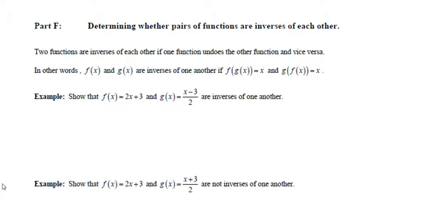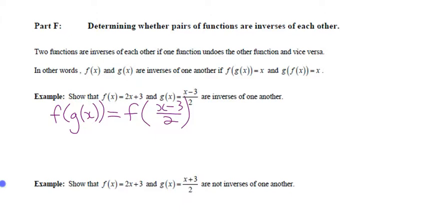How do we show that? Well, we have to do this and this, which I believe is also on the test. So it's going to be f of g of x. Where we see g of x, we write in the definition for g of x, which is (x minus 3) over 2. And now we do f on that function. So what do we do? 2 times that, which is equal to x.